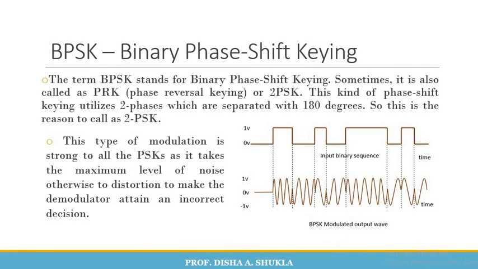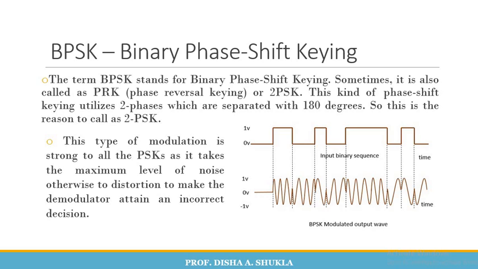The other types of phase shift keying can again be customized, and one is binary phase shift keying. Now, the term BPSK stands for binary phase shift keying, and sometimes it's also called PRK, that is phase reversal keying, or 2PSK. This kind of phase shift keying utilizes two phases which are separated by 180 degrees. So this is the reason to call it a 2PSK.